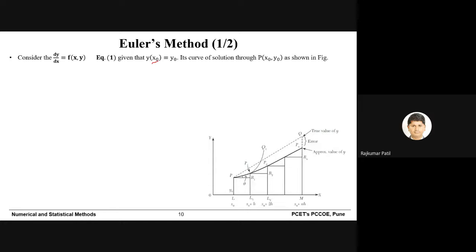x naught and y naught are generally given to you, and it is a curve of solution P of x naught y naught as shown in the figure. So in the figure you can see that P is a point and its coordinates are x naught.